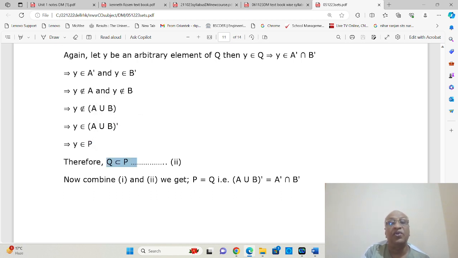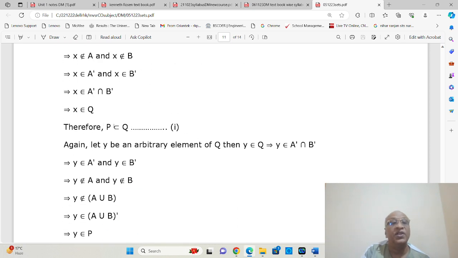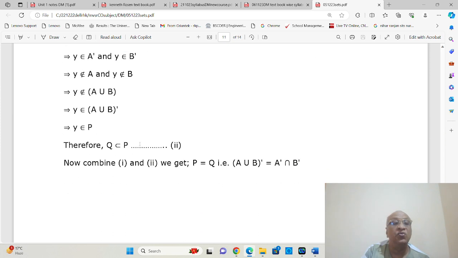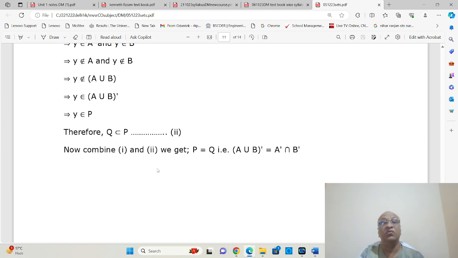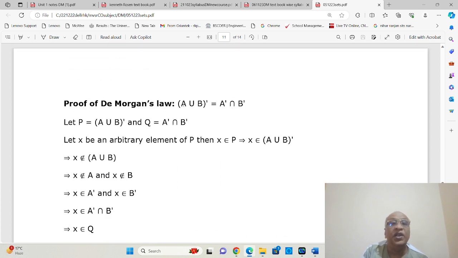So now from 1 and 2, once we prove that P is a subset of Q and Q is a subset of P, we know that they both are equal. If P and Q are equal, we know that (A union B) complement is equal to A complement intersection B complement.